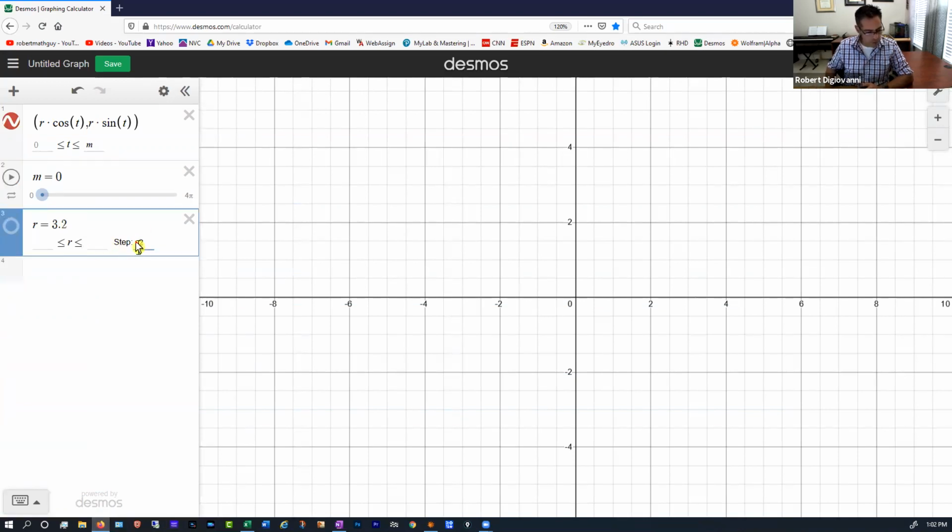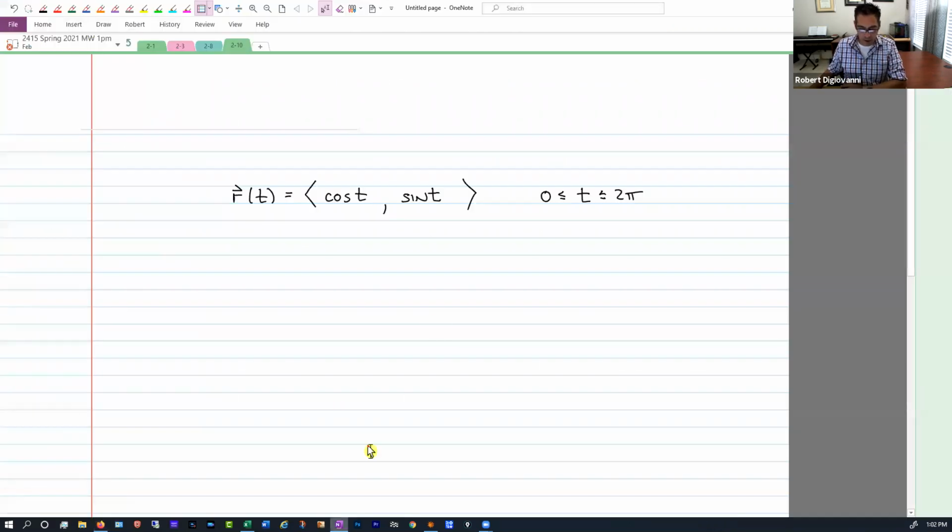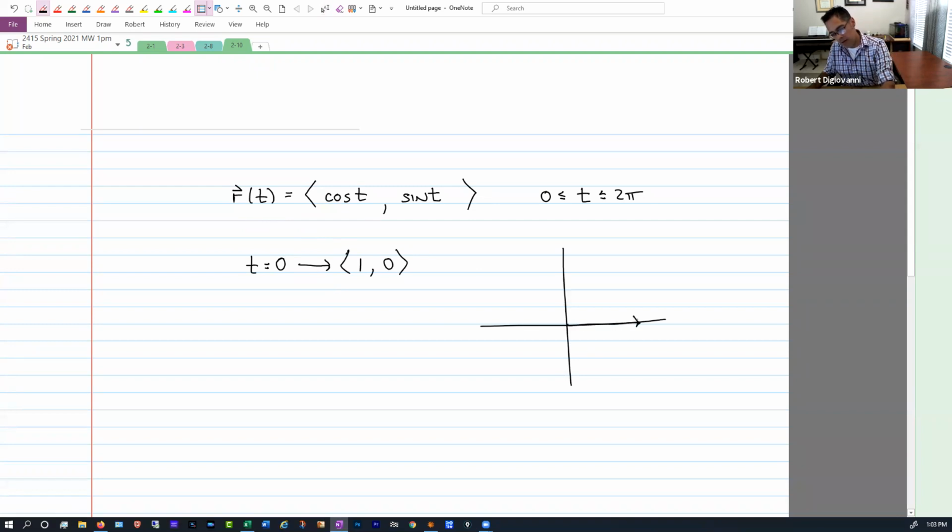Let's make this 0.2. Let's let R go between, let's say, 0 and 4. All right, so here's what happens. We start plugging in different values for t. So I could plug in t equals 0. If I do that, it's going to spit out the vector. Cosine of 0 is 1, and sine of 0 is 0. So I get a vector pointing at the point (1, 0).